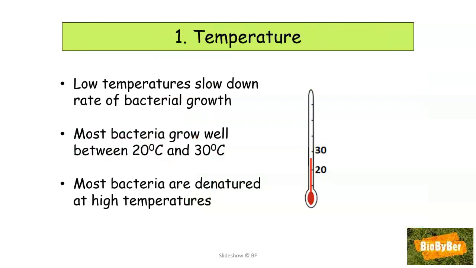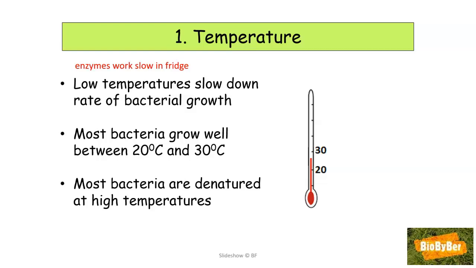Temperature. Low temperatures slow down the rate of bacterial growth. This is because low temperatures slow enzyme activity. And when enzymes are working slowly, bacteria will grow slowly. This is one of the reasons that we can store food in a fridge, because the enzymes in the food and in the bacteria of decay work slowly due to low temperatures, and therefore the food will be preserved in the fridge for a longer period of time.